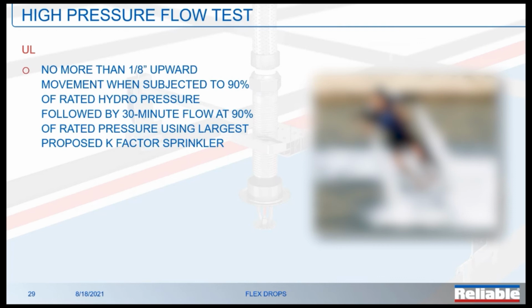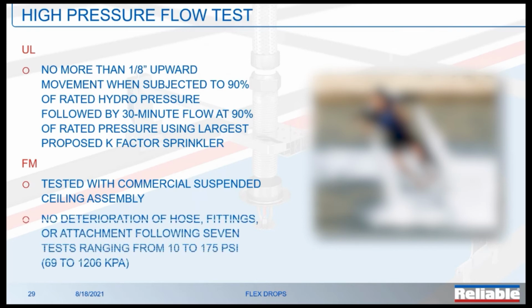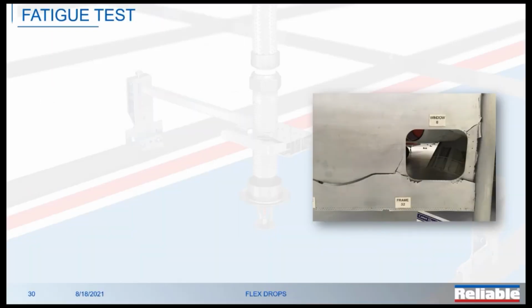So again, we're just going to let the water blast out of the sprinkler and make sure it stays where it needs to stay. FM is going to do a similar test. It's going to be done with a commercial suspended ceiling assembly, not just a bench or a board. And what they're after is, again, no deterioration of the components. They're going to do 7 pressure tests in 30 psi increments from 10 to 175, to make sure that the components hold together and don't lift up off of the test board.